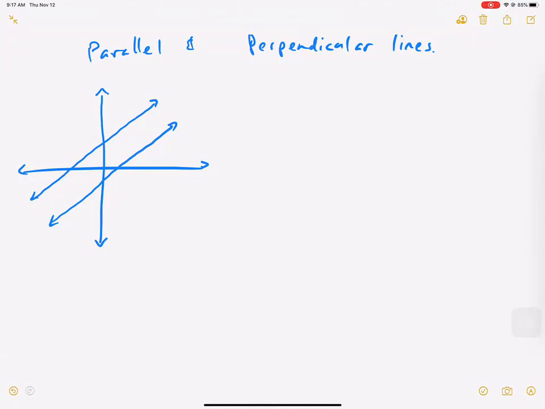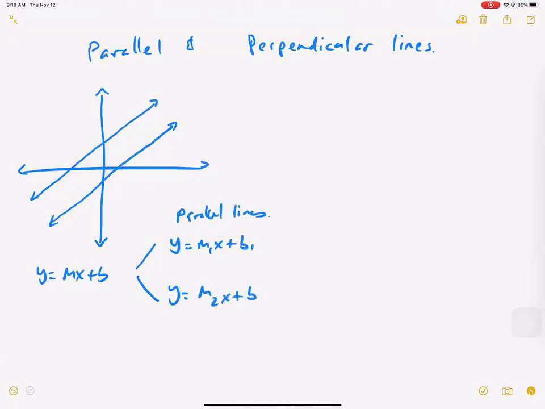Now, in Algebra 1, we're going to describe this in a very simple way. So I'm going to say y equals mx plus b, right? That's the equation of a line. Now I'm going to split this into two parallel lines. So parallel lines both have a y equals mx plus b. Y equals m1x plus b1, and y equals m2x plus b2, just to say they're totally different. This is line 1, this is line 2. Let me mark this as line 1 and line 2.